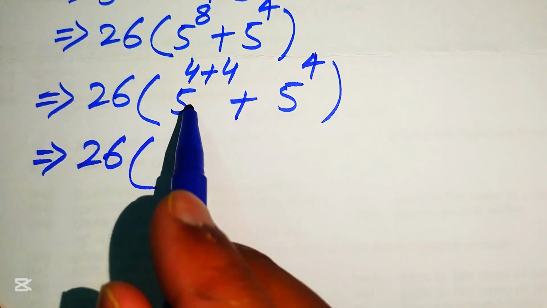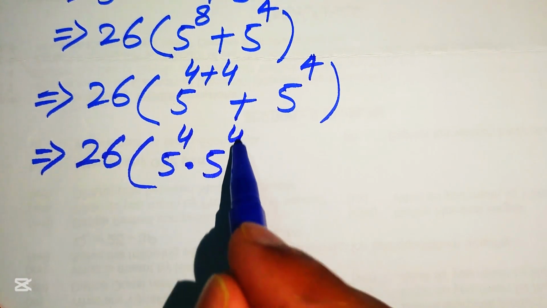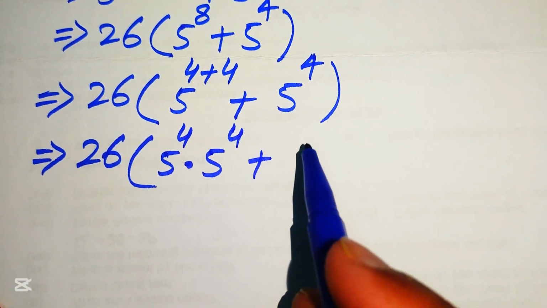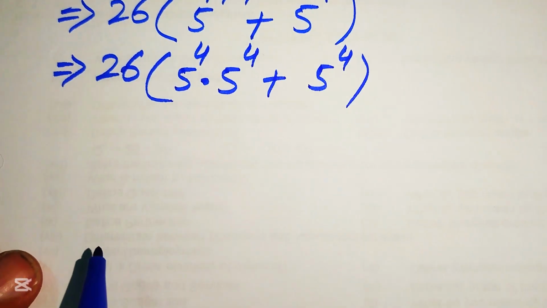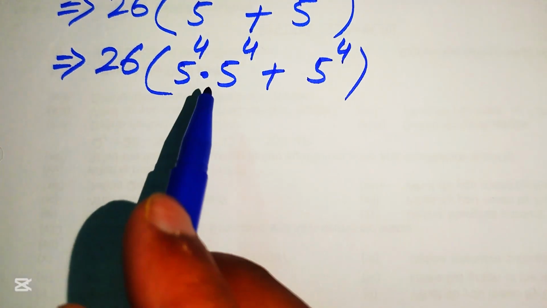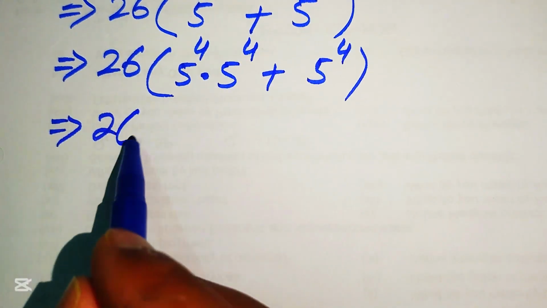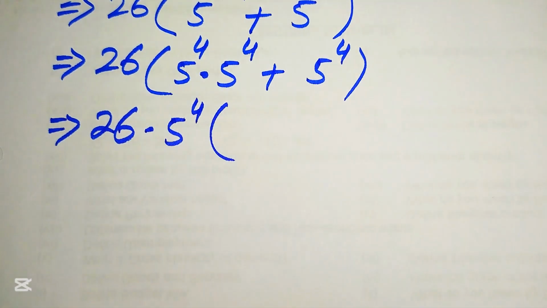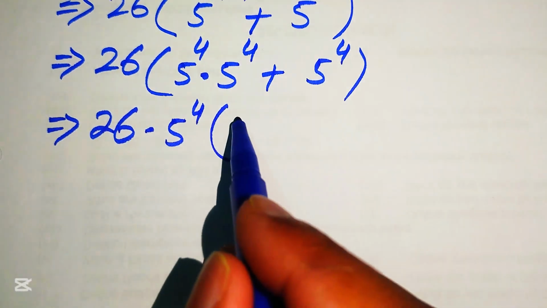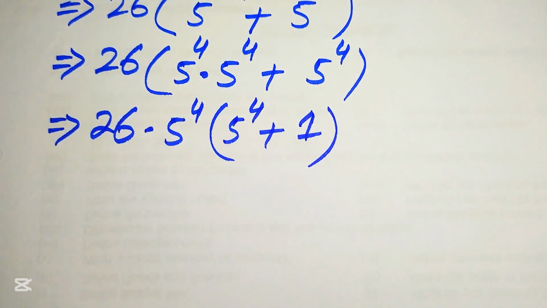So here we again apply the above exponent law. According to that exponent law, we again break these exponents and we write it as 5 to the power of 4 multiplied by 5 to the power of 4, and plus 5 to the power of 4. So now we focus on the terms and we have 5 to the power of 4 as the common term. When you take common 5 to the power of 4 from these terms, the remaining terms are 5 to the power of 4 and plus 1.